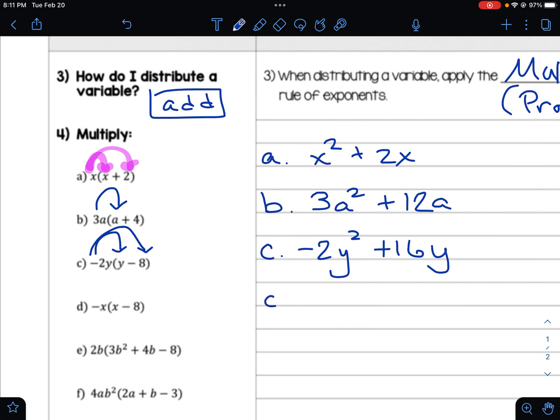If I don't tell you, like I did on D, that's a negative 1, or you can just remember it's a negative. So that would be negative x squared plus 8x. We always put the coefficient first.